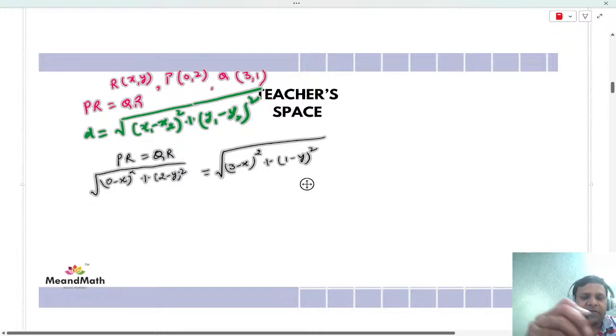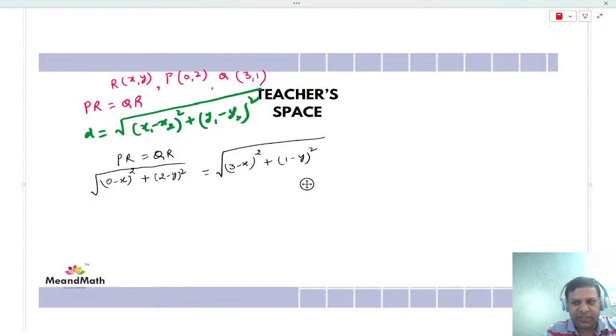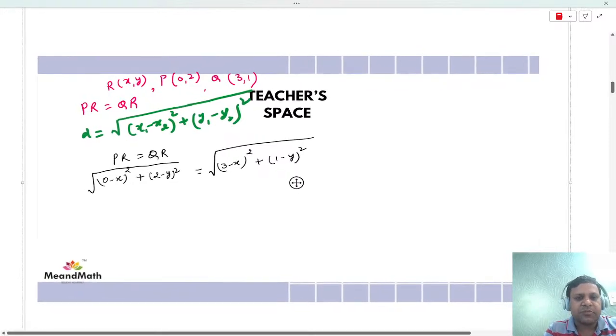Now the squares and the square root are present on both sides. To remove the square root, we can square on both sides.